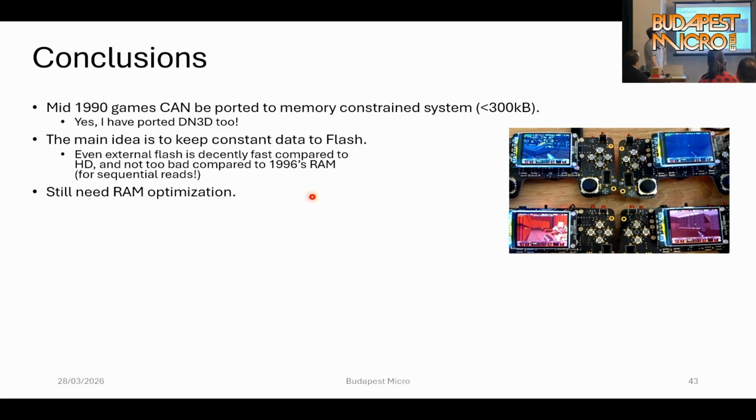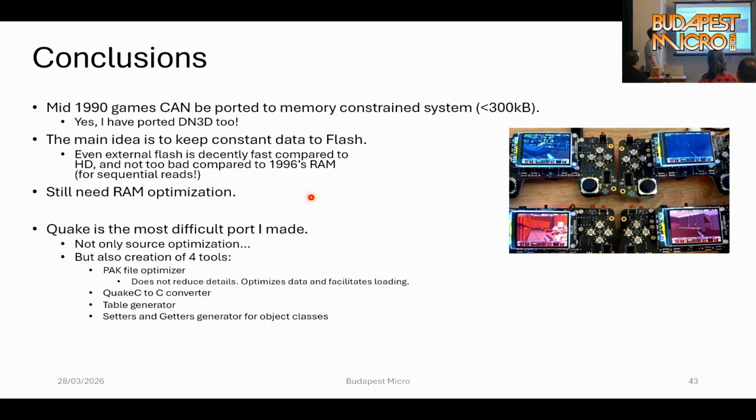Still, I needed a lot of RAM optimization. And Quake was the most difficult port I made, not only because of source optimization, but because I had to create 4 tools. The optimizer of the pack files, which actually doesn't reduce the details, it just improves data loading. The Quake C to C converter, the table generator, and the setter and getter generator for different object classes.